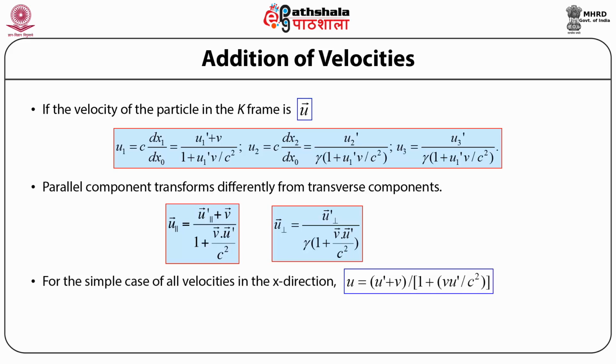And for the simple case of all velocities in the x direction, we have the velocity u equal to u prime plus v within brackets upon bracket open 1 plus v times u prime by c square bracket close.